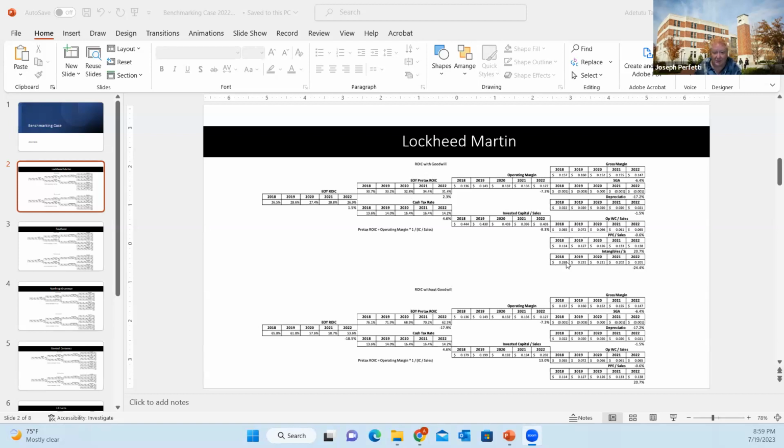Which one are you talking about? Tax rate, operating margin, invested capital to sales. What happened there? Tell me the story of just those three. Cash tax rate, invested capital, and operating margin. Those three, yeah.